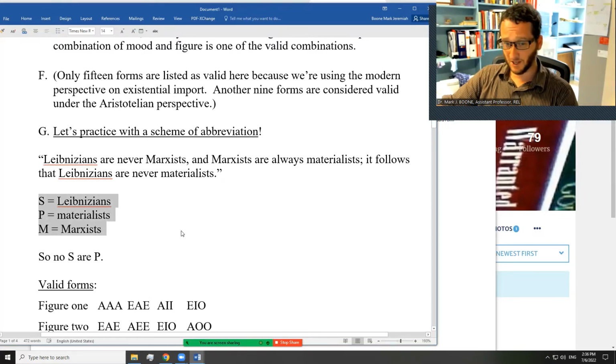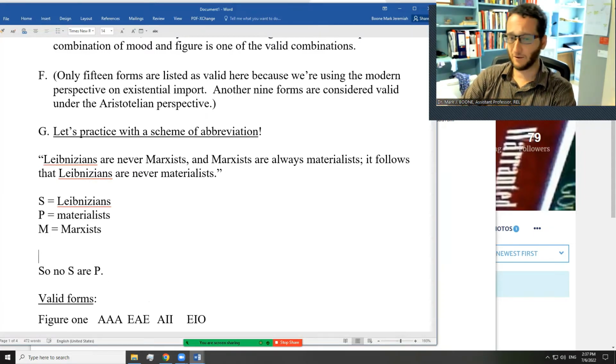Our minor term, symbolized by S, is Leibnizians. Our major term, symbolized by P, is materialists. Our middle term, symbolized by M, is Marxists. Our argument then has the conclusion, no S are P. Leibnizians are never materialists. No S are P.